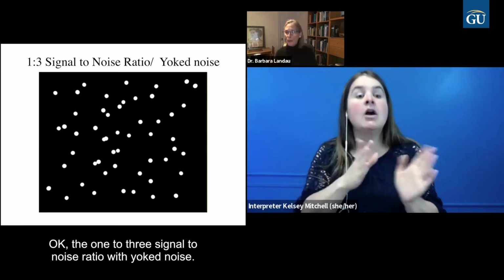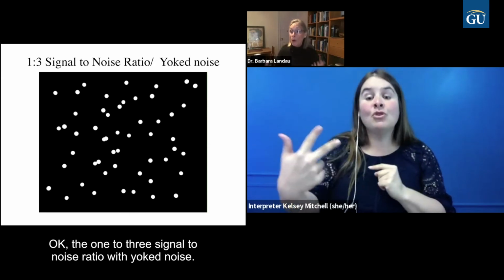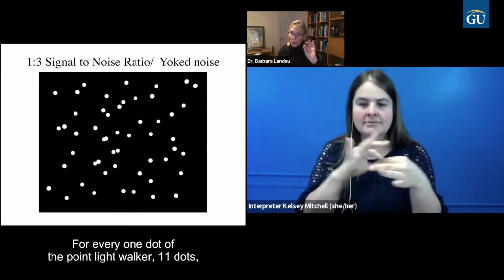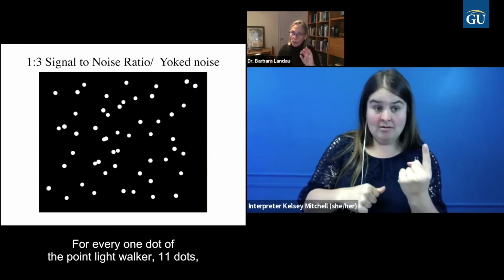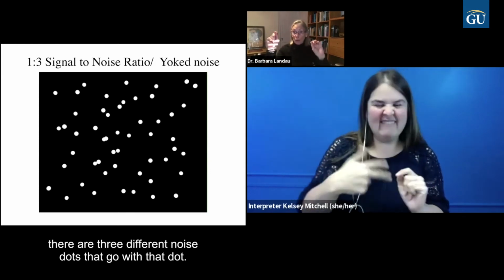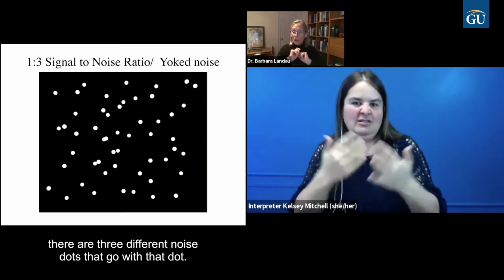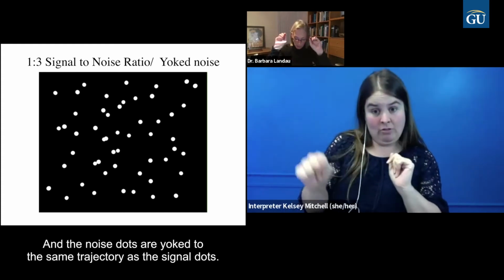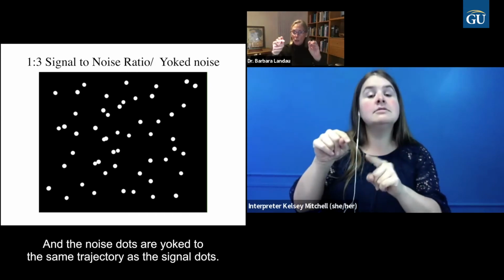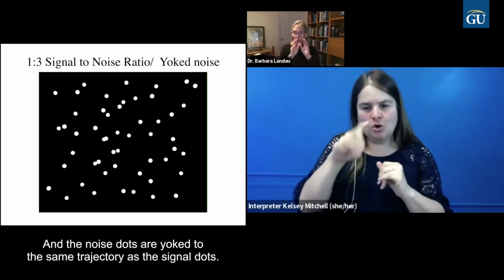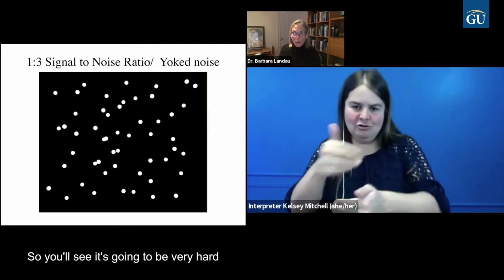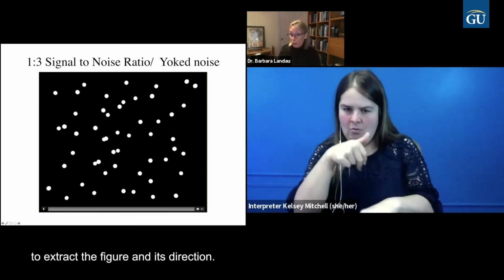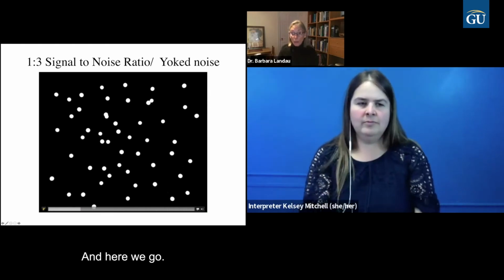Okay, the 1:3 signal to noise ratio with yoked noise. That's the hardest condition we have. For every 1 dot of the point light walker, 11 dots, there are 3 different noise dots that go with that dot. And the noise dots are yoked to the same trajectory as the signal dots. So you'll see it's going to be very hard to extract the figure and its direction. And here we go.